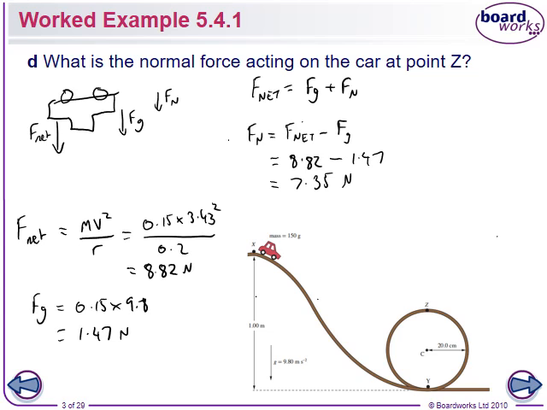Okay? There is a lot of work in a problem like this. But again, as long as you remember this, Fnet equals Fg plus Fn, and you make sure your directions are correct, your negatives and positives are correct, as long as you do that, you should be able to work your way through.